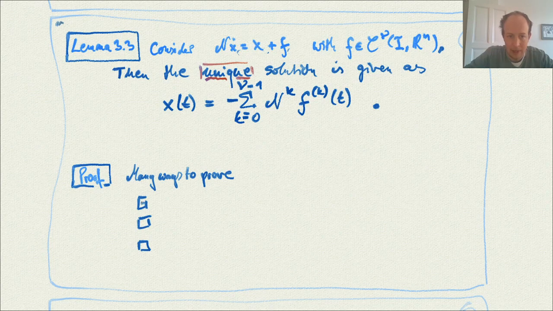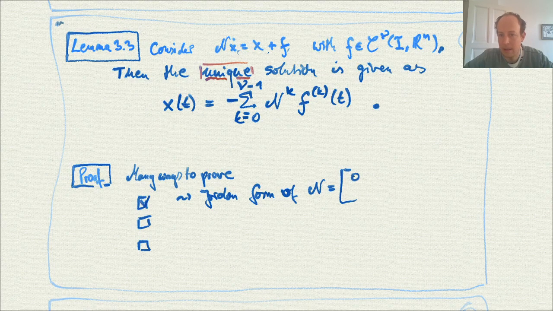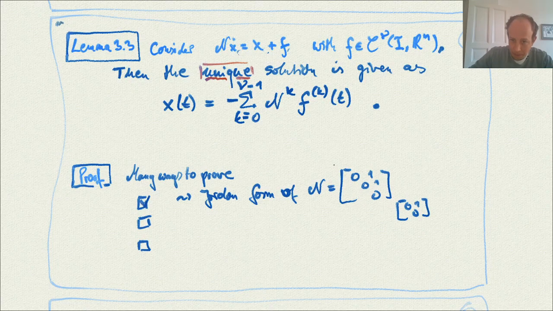There are many ways to prove this. One can, for example, take the Jordan form of n, which looked like 0, 0, 0, for example. For these particular n, one can just write down the solution and see that it is of this type. And then one has to do some induction because there can be more blocks to that. So this is one particular way of proving this.